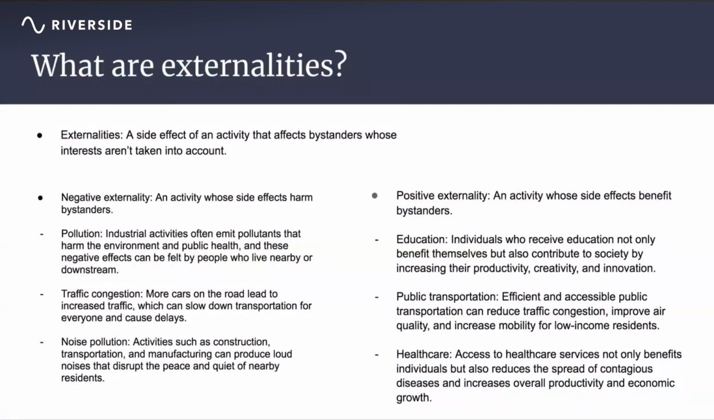So someone who was never intended to be affected by something, and these can be either negative or positive. A negative externality would be something with a harmful side effect to those bystanders, whereas positive would be a positive effect, so something that benefits them. Some examples of a negative externality would be pollution, because obviously that negatively affects the ecosystem, traffic congestion, because more cars mean that it's just going to be worse for everyone, and noise pollution.